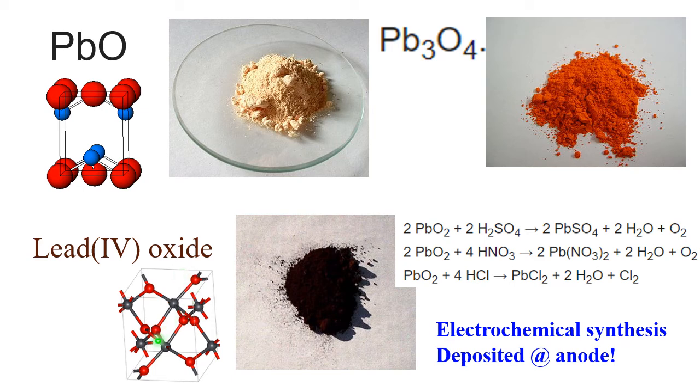Lead(IV) oxide is a crystalline black solid, reacts with acid to make salts of 2+ lead, PbSO4, Pb(NO3)2, PbCl2. It can be made electrochemically. Lead deposits on the anode, not on the cathode as metal, but on the anode as lead oxide. This is a way of separating lead from any other metals.